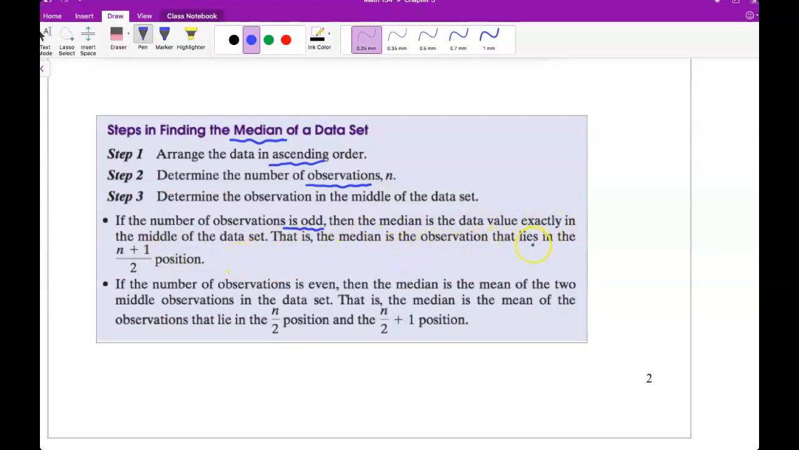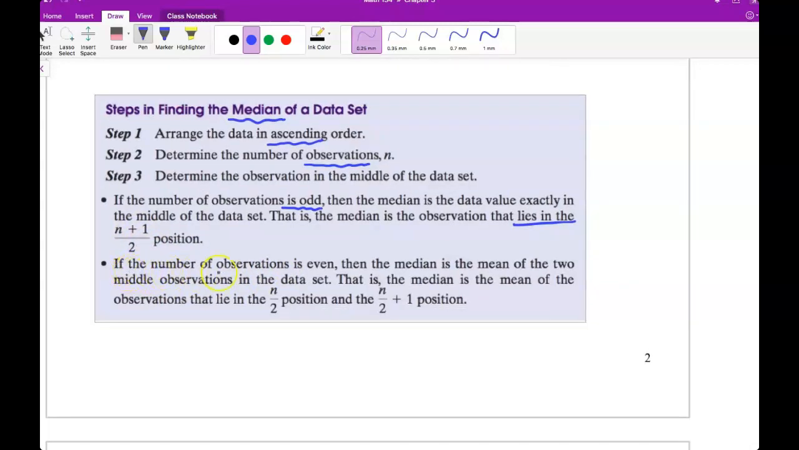And what is the position of that one? That lies in (n plus 1) divided by 2 position. This is the position of your median. That is not the number that you're gonna get for median. We're gonna work on that part. We're gonna have examples.